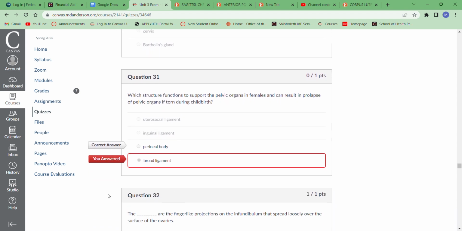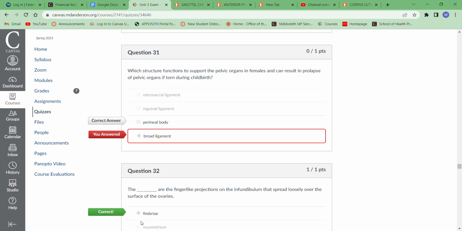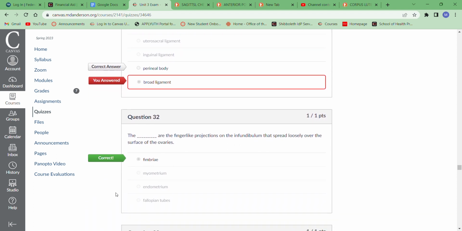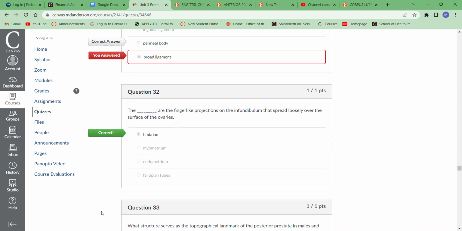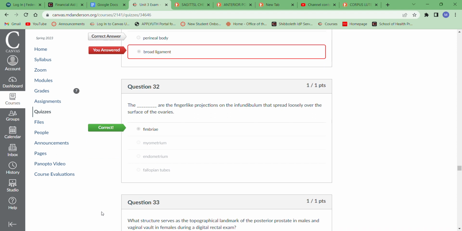The blank are the finger-like projections of the infundibulum that spread loosely over the surface of the ovaries. Fimbriae. They're really gross looking, fimbriae, but I remember that's what they are. Finger-like, fimbriae.